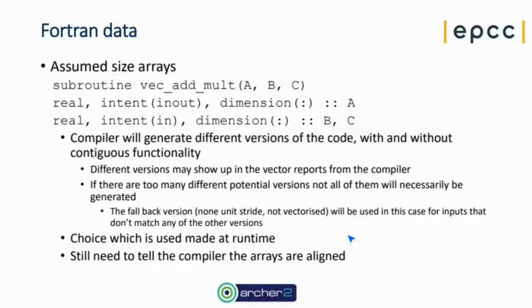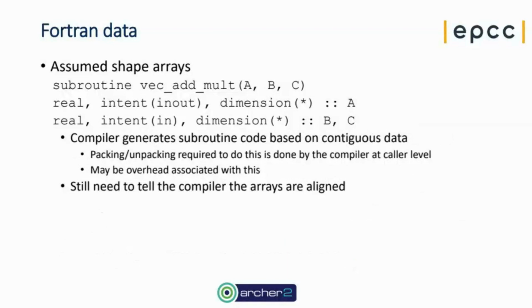Okay, so then we can have assumed size arrays. If you just specify a colon as the dimension here, then the compiler will generate different versions of the code for contiguous and non-contiguous data. So it'll generate a fallback version. It'll try and choose what version it needs to use at runtime, but you still need to tell the compilers about the alignment. And pretty much the same for assumed shape arrays as well.